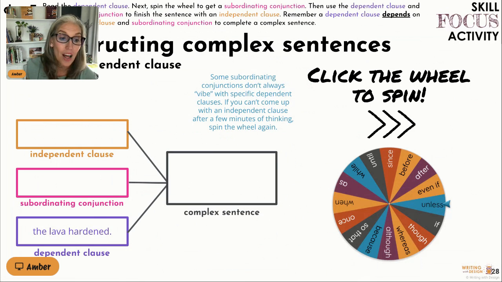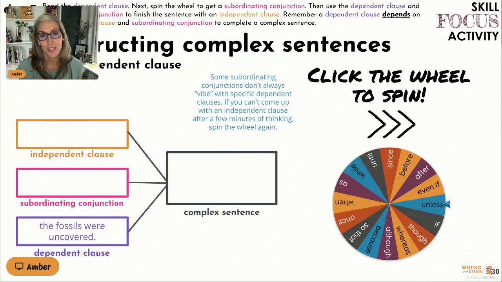The lava hardened. Goes back to some volcano examples we've done. The glacier melted. Just take note that sometimes a conjunction doesn't make sense with that dependent clause. That's okay. If you can't come up with something that all connects, just spin the wheel again and choose a different one. But most of them should be able to fit. So let your brain grapple, let your brain think, talk with others, and figure out what you could put into your sentences to complete the most impressive, complex sentences.